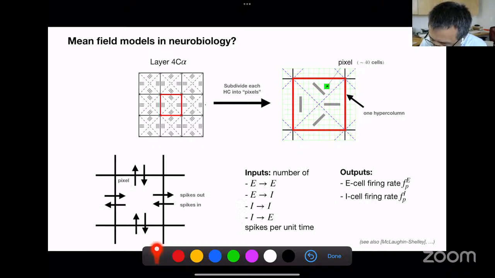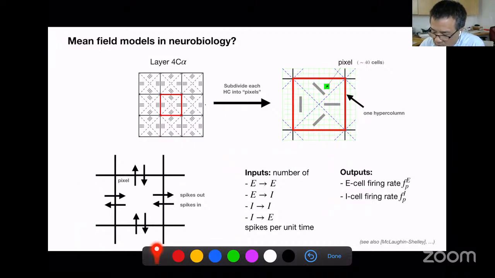So by analogy with the physics, what are the things that are important? The thing that's analogous to energy flux is spikes in and spikes out. The cells within the pixel get stimulated, and then they may respond by spiking, and if we're looking for steady state firing rates, the number of spikes in somehow has to balance the number of spikes that are elicited with that response.